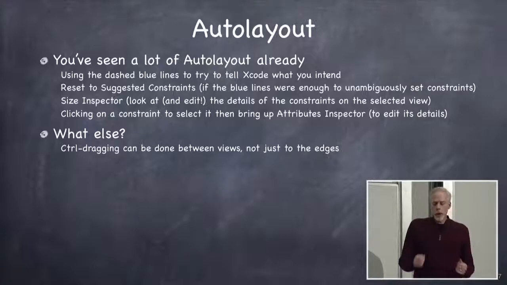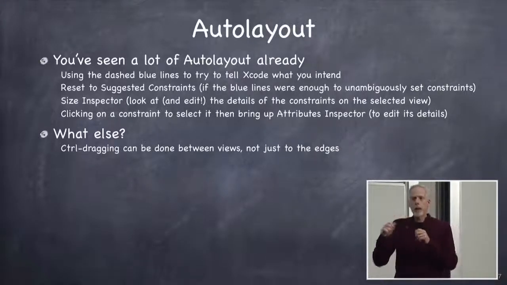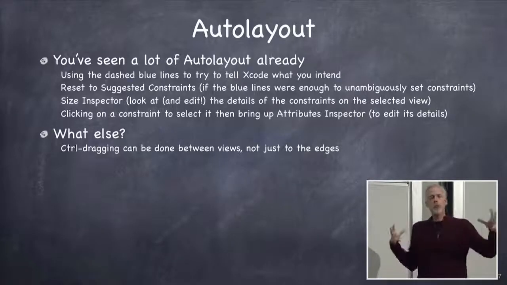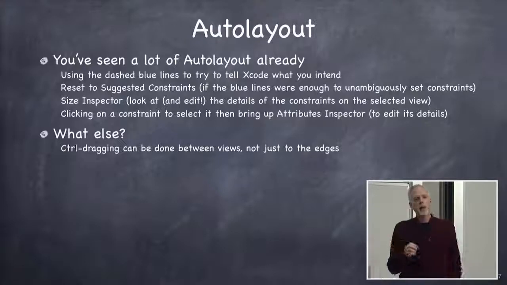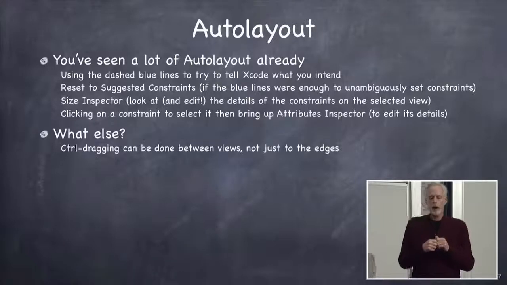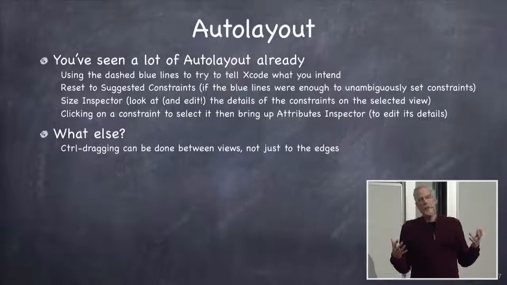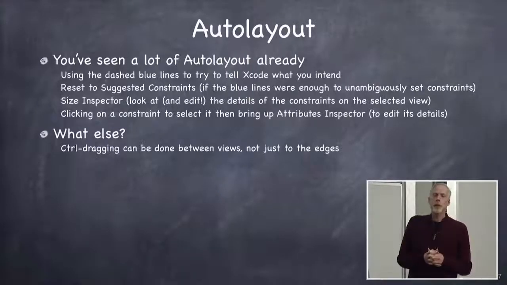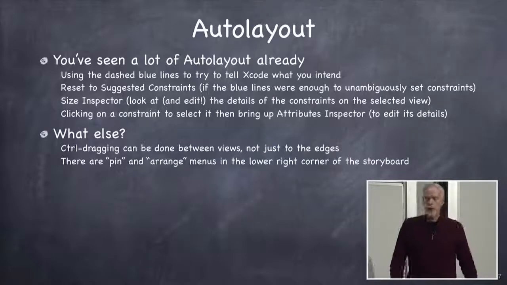You also know about control dragging to edges, right? We did a lot of control dragging to the edge to make our UI kind of use up all the space. But you also saw a little bit of a hint in the smash tag demo that you can actually control drag between any two views. Okay? This is the key thing about auto layout. It sets constraints really between any two views. There's almost no restriction between the things you can set constraints against. And we'll see that in the demo a little bit today.